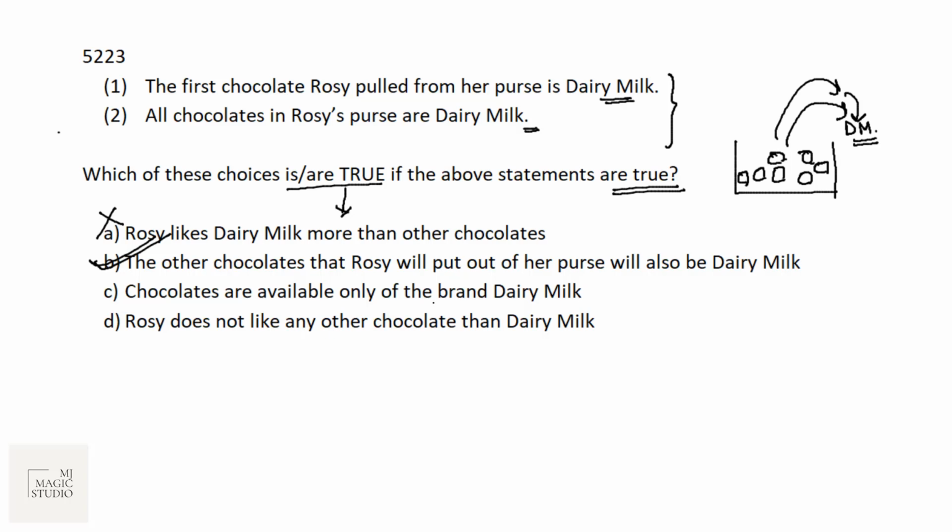Let's read the other two statements. Chocolates are available only of the brand Dairy Milk. Rosie does not like any other chocolate than Dairy Milk. Not necessarily. Option B is the best pick here in the given scenario.